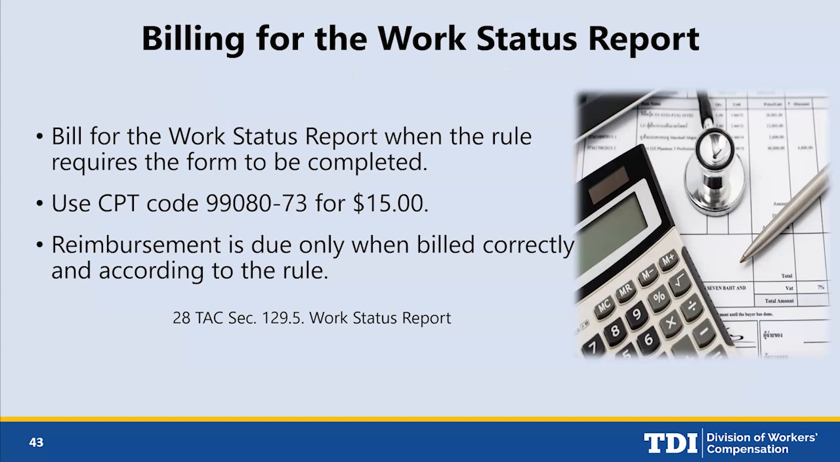So billing for the work status report. Rule 129.5 is the work status report rule, and it's going to address all the things that I've gone over so far. It's going to tell you when you can bill and how you can bill for that work status report. And remember, it's on the first visit. Anything changes, and then also when the insurance carrier requests it, you can bill for the work status report using CPT code 99080. And that's going to be with modifier 73 for $15.